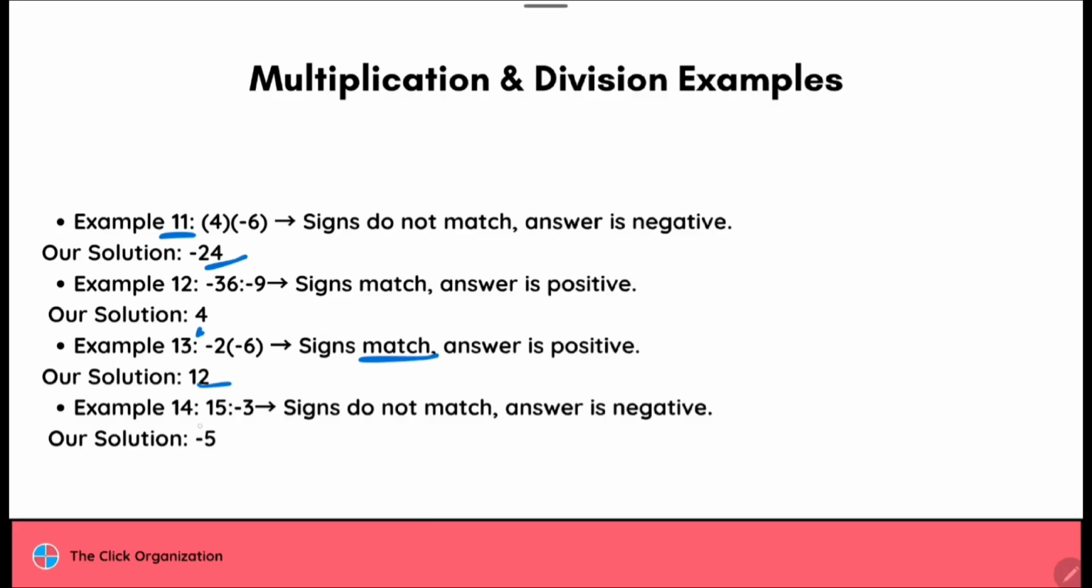Example number 14 says 15 divided by minus 3. In this case, the signs do not match. So the answer would be kept as a negative number. 15 divided by 3 is 5. So the answer for the last question would be negative 5.